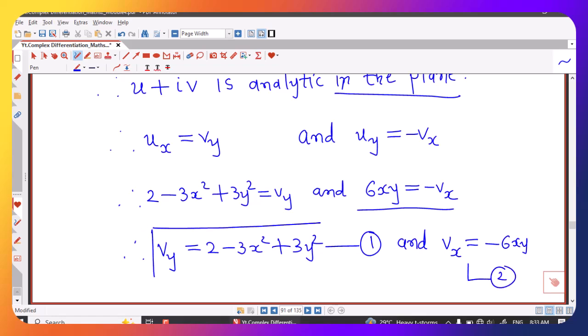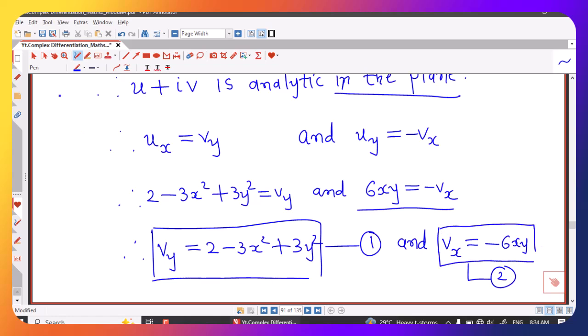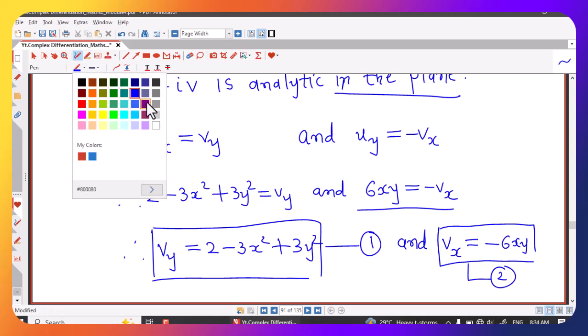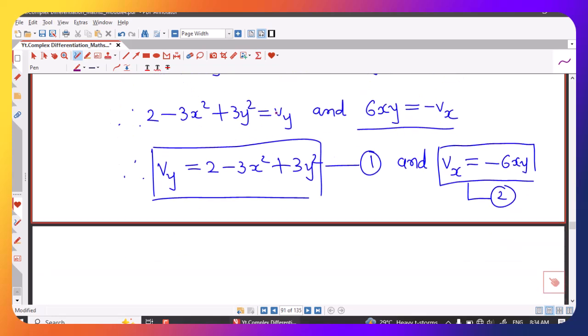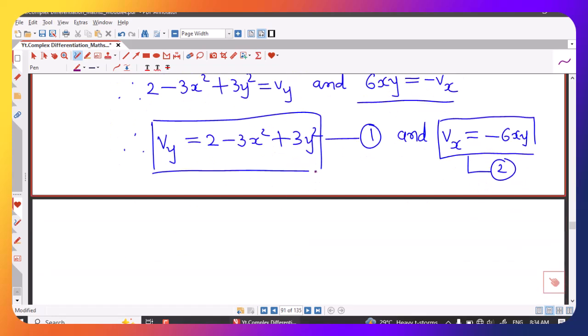So we have obtained first order partial derivatives of v with respect to x and y, and using them we will obtain function v, which is our harmonic conjugate. Now as we have discussed in the previous lecture, either we can use equation number 1 or equation number 2 to obtain function v. So suppose we integrate equation number 2.